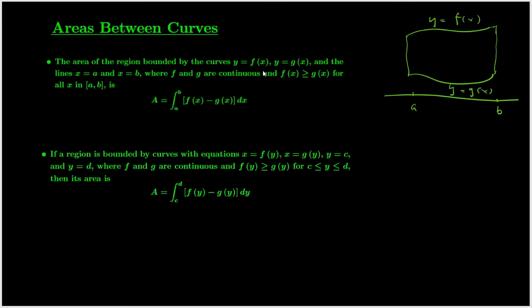If all the conditions are true, including this condition, it means the graph of f of x is above the graph of g of x. Right? If all the conditions are true, then we can use that formula to compute the area between the two curves over the interval. Now we are going to use a few questions to illustrate how to use the formula to compute the areas.